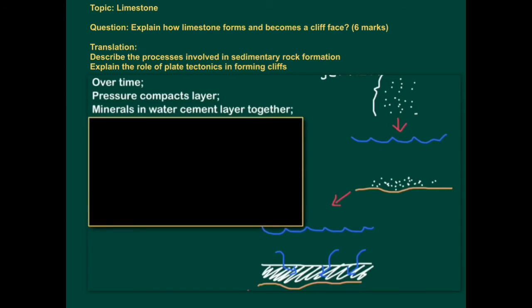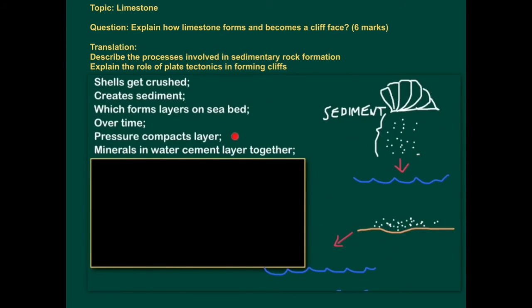And then minerals in the water, so minerals dissolved in the water, chemicals in the water, will get into the pores and cement the layer together. So now we've got a solid rock layer of limestone. So all this has answered the first part of the question, describe how limestone forms, but we haven't talked about how it becomes a cliff face.